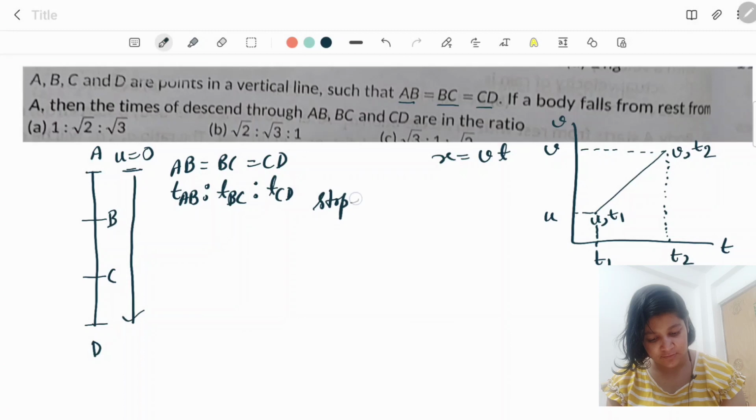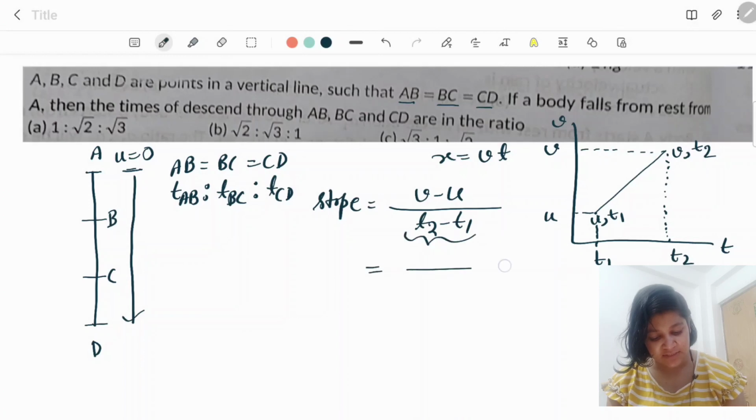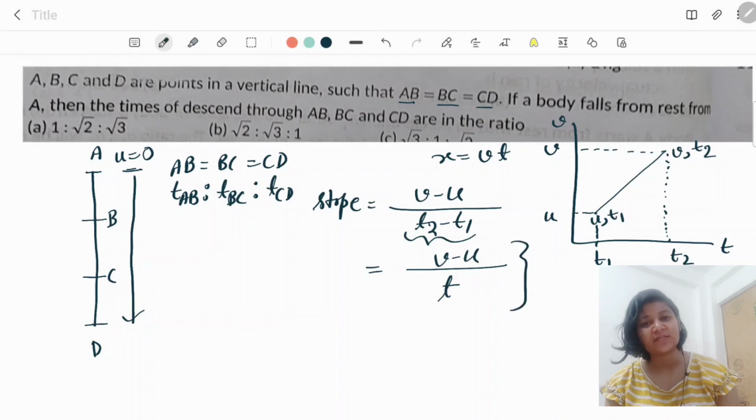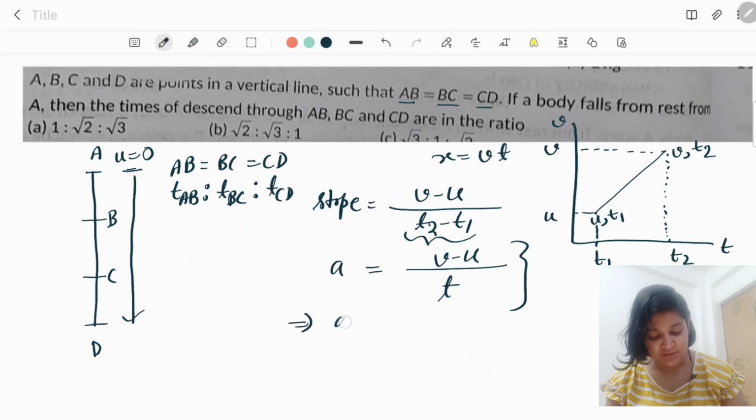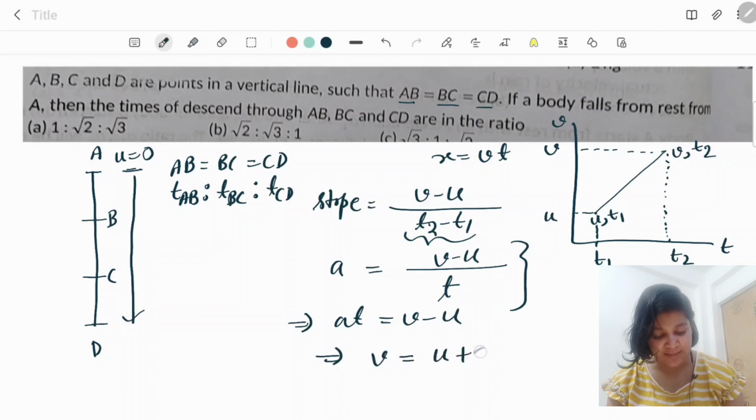So the slope of this graph is the change along the y-axis, which is v minus u, by the change along the x-axis, which is t2 minus t1. So this is our time interval. Let us say the interval is t, so the slope is (v minus u) by t. This is the rate of change of velocity, and the rate of change of velocity is nothing but acceleration. So this becomes at is equal to v minus u, or v is equal to u plus at.